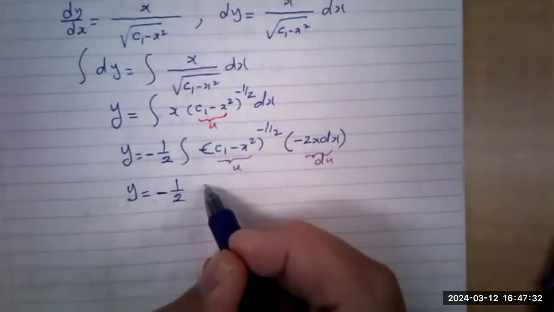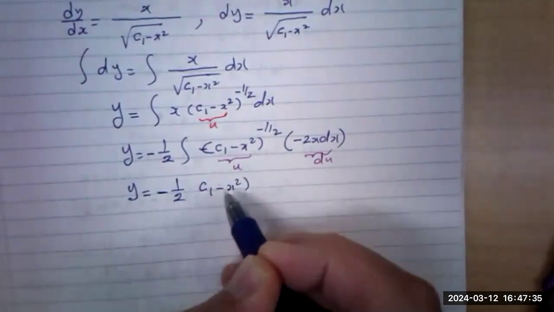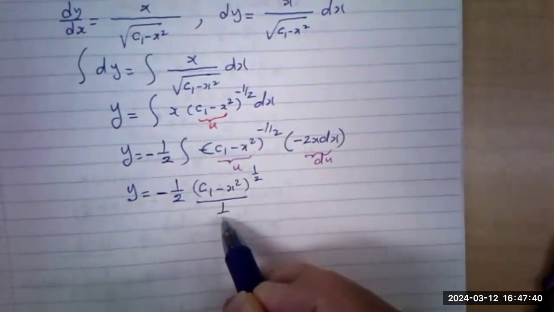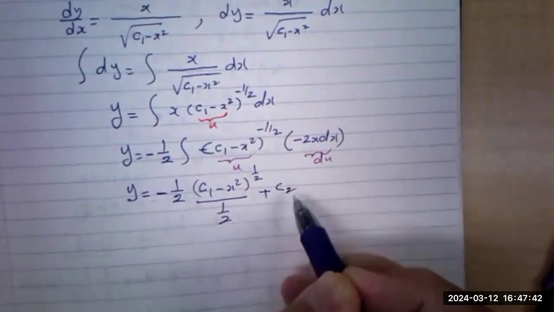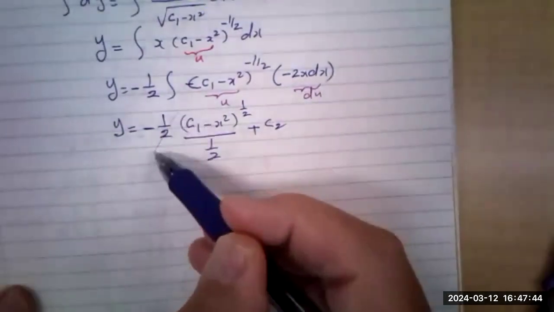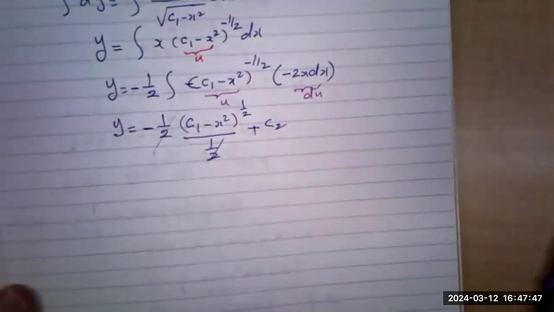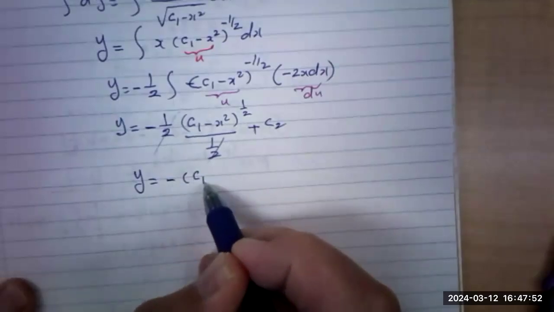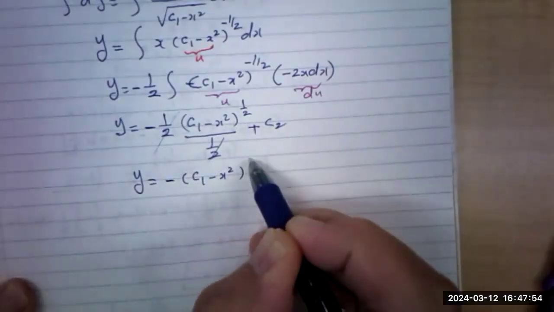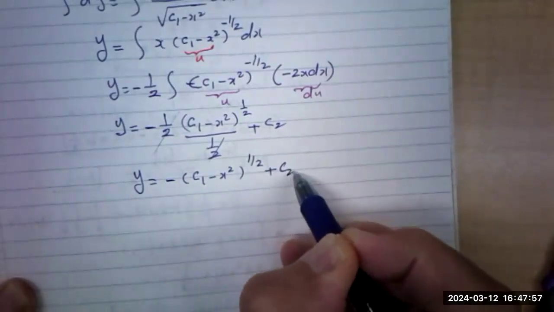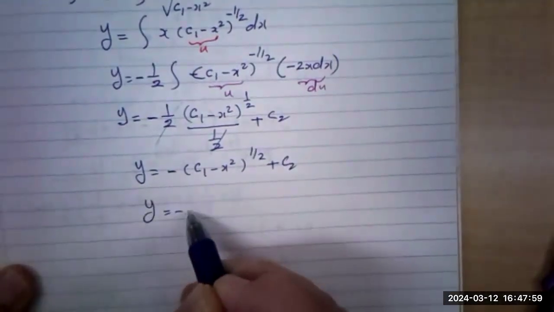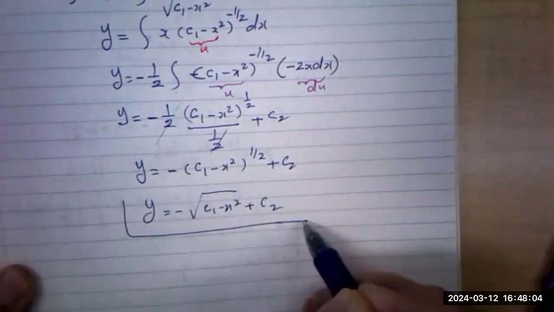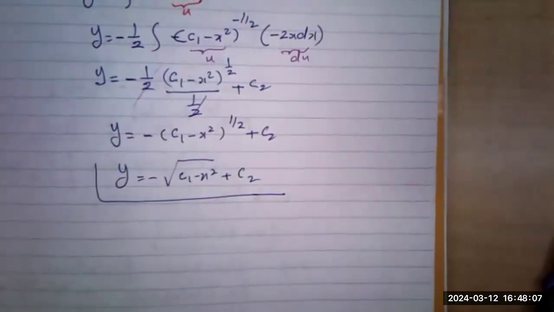Now the integral is going to be c1 minus x squared to the +1/2, and you divide it by 1/2. Then, of course, the second constant, which is c2. So these two will cancel out. The final answer would be -c1 minus x squared to the 1/2 plus c2. Okay, if you like, it's radical c1 minus x squared plus c2. So that gives you the final answer.